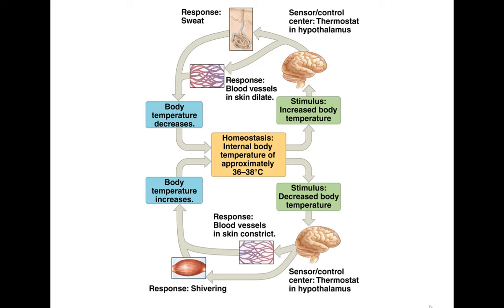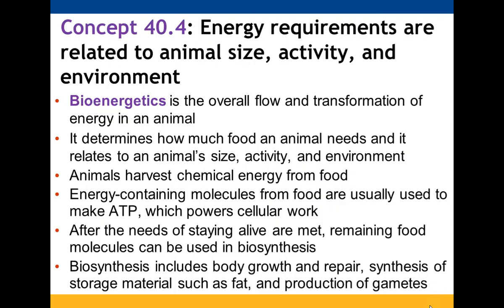If you are getting too low of a temperature, you're going through hypothermia, then your hypothalamus will also recognize that. It'll cause constriction to minimize the blood that's flowing to your extremities, and you will shiver to get those muscles moving to hopefully generate more heat so that your temperature will increase.